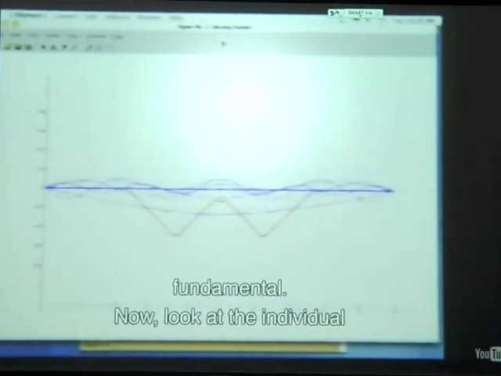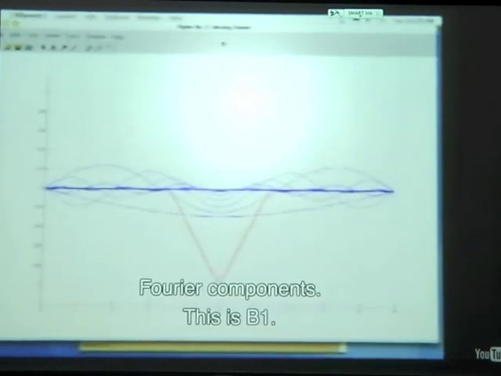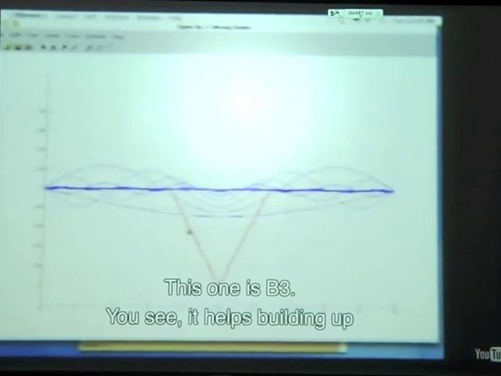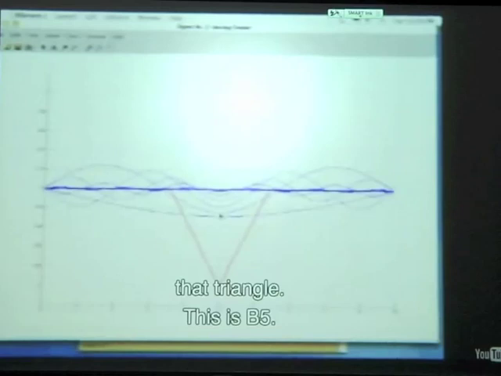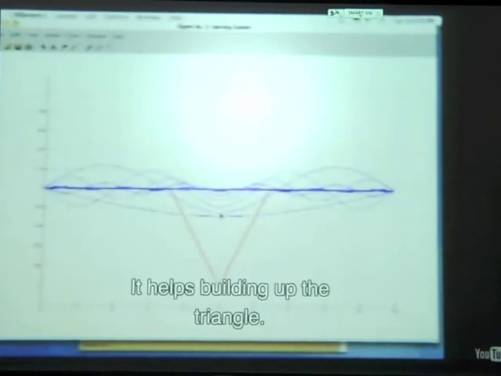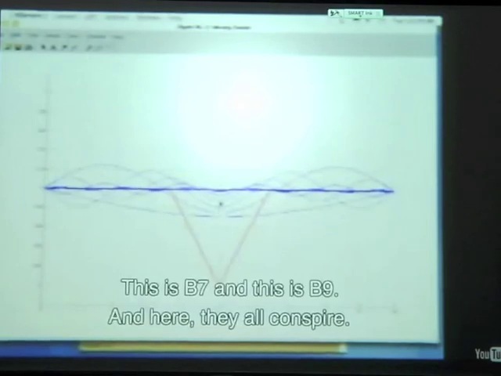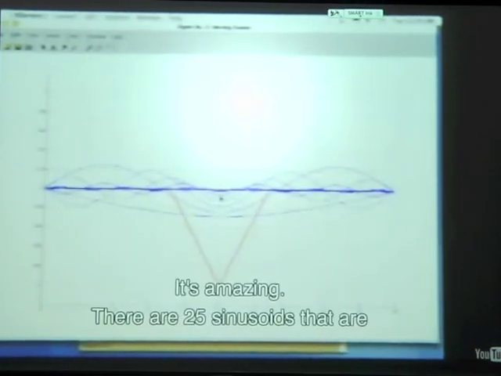And then we will stop when we have half the period of the fundamental. Now look at the individual Fourier components. This is B1. And this one is B3. You see, it helps building up that triangle. This is B5. It helps building up the triangle. This is B7. And this is B9. And here they all conspire.